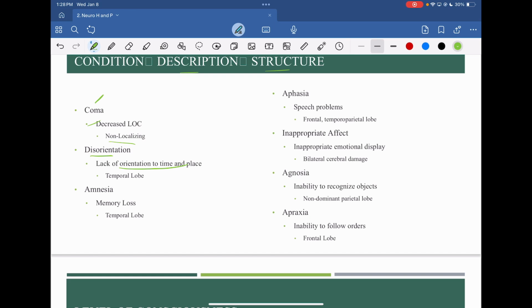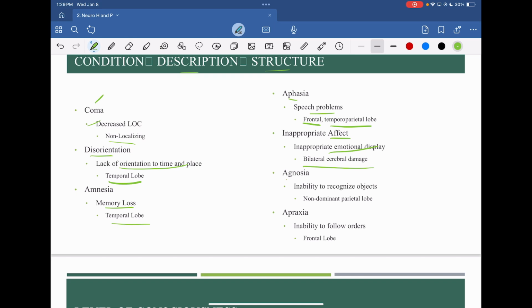Anything with disorientation is going to be a temporal lobe problem. Amnesia, which is memory loss, is temporal lobe as well. Aphasia, speech problems, could be frontal or temporoparietal. Why can't it be both? What's in the temporoparietal region? Wernicke's. That's why comprehension could be a problem. Or is it speech, which is the frontal part? Inappropriate affect, inappropriate emotional display, is usually due to bilateral cerebral damage.